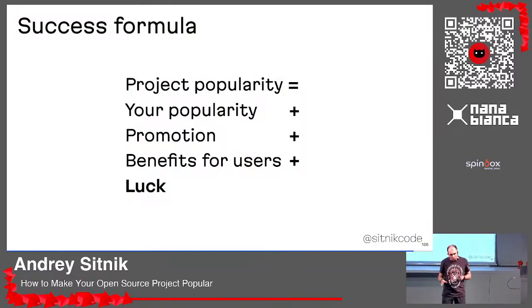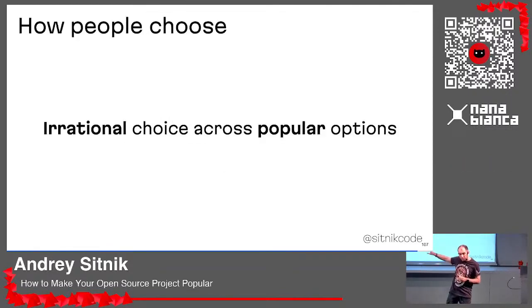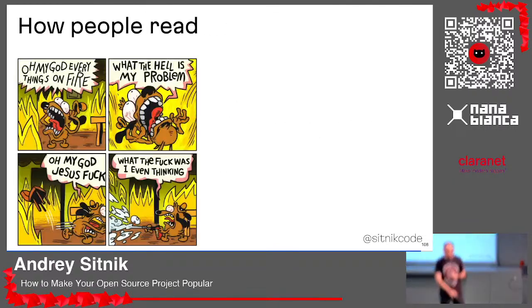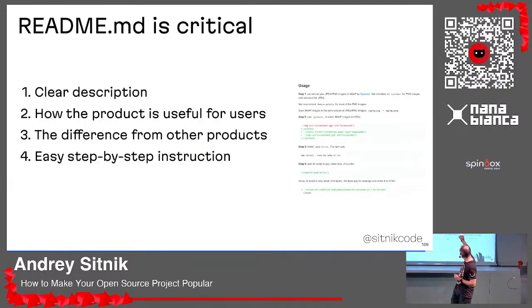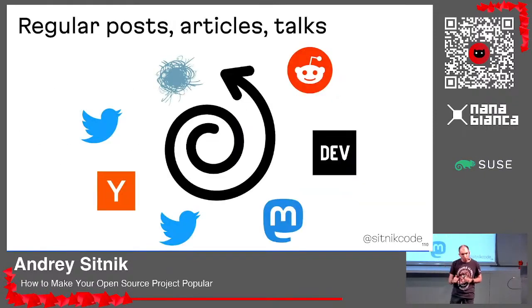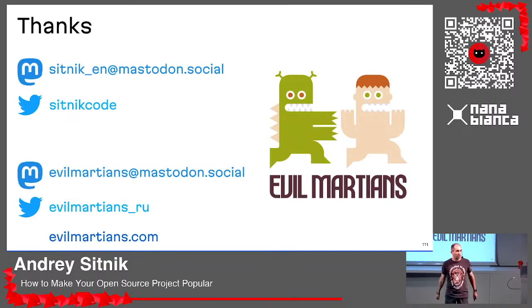Okay, resume. Success formula. Your project popularity is your popularity, effort to promotion and benefits for user, and luck, unfortunately. People are choosing irrationally from the popular options. This is why even a good project could not be chosen. People don't read the manual line by line. This is why it's important to create a good README with clear description, step-by-step guide, etc. Do regular posts. And that's all. And make good projects. If you have any questions, write to my social media.